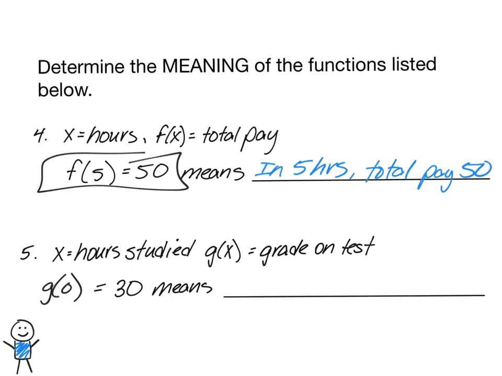Okay, take a look at the second one. It says x equals hours studied, and g of x equals the grade on the test. So if I'm asked to interpret what g of 0 equals 30 actually means, this translates into 0 hours studied, as you can imagine, resulted in a 30 on the test.